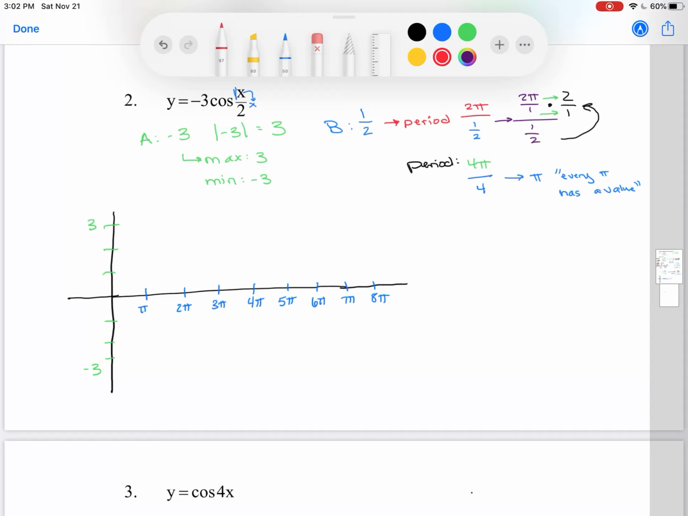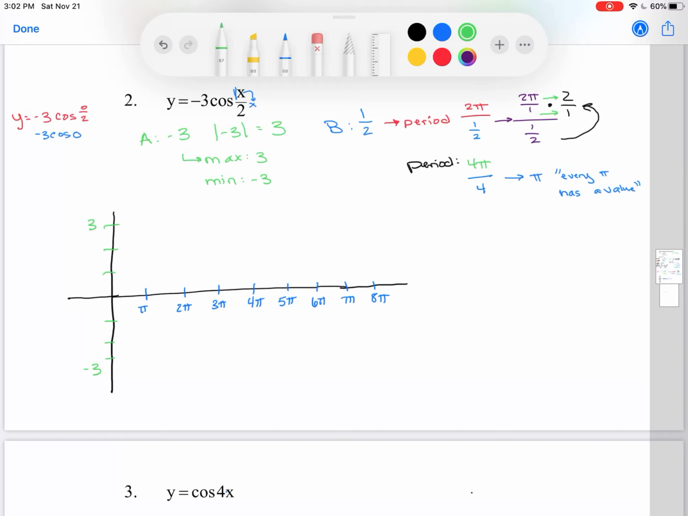Then I'm going to label my y values. Well, my highest y value for this one's going to be 3, while my lowest y value is going to be -3. And then we're going to start with what we know. So I'm going to use 0 first. Don't ever forget about 0. It's one of the nicest values we can use.